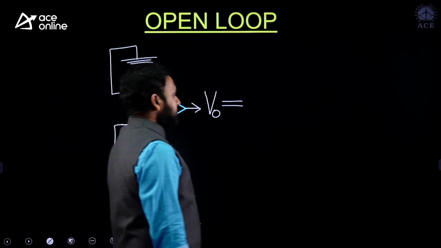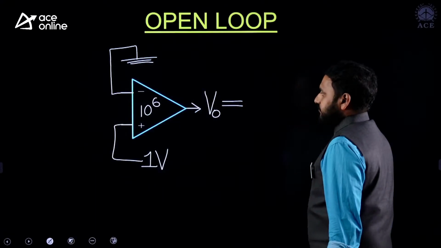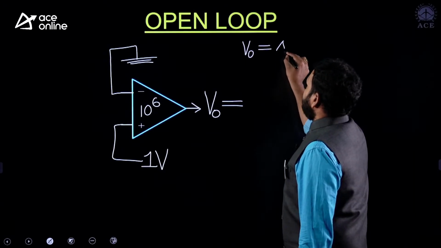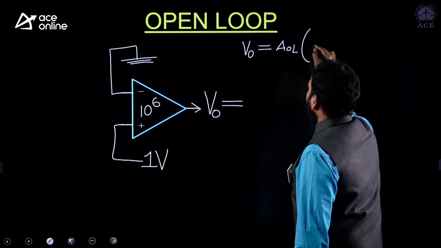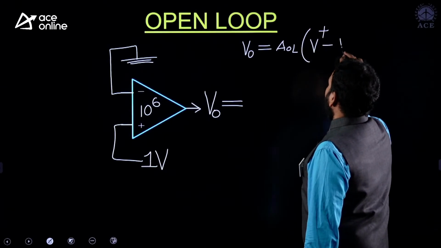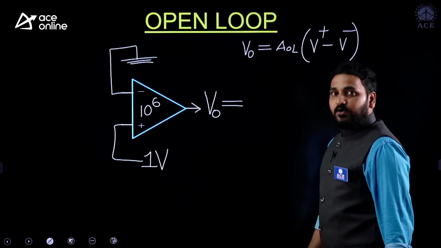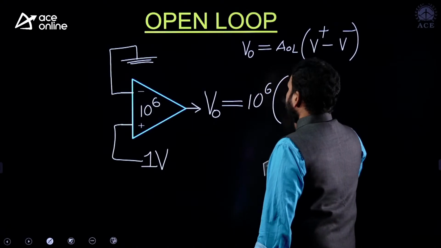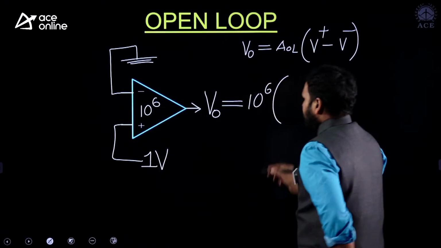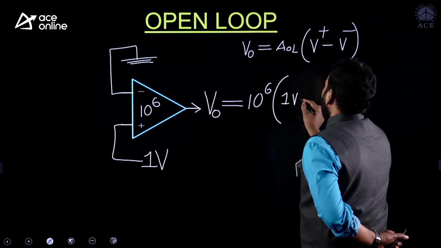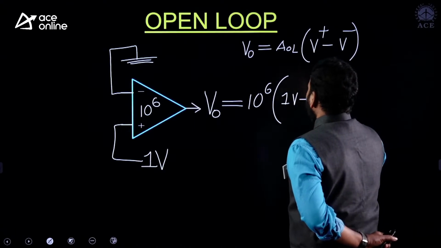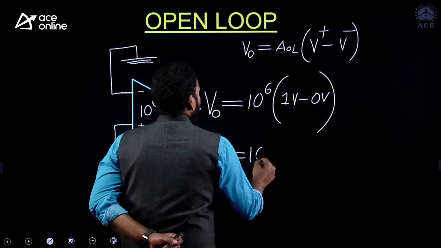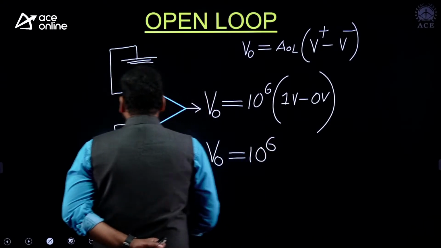This is the time to use the standard equation I have given already. What is the standard equation? Output voltage V0 is equal to the open loop gain times the non-inverting terminal voltage minus the inverting terminal voltage. What is the open loop gain? 10 to the power of 6, times V plus, 1 volt, minus 0. So what is the output voltage, sir? V0 is equal to 10 to the power of 6 volts.